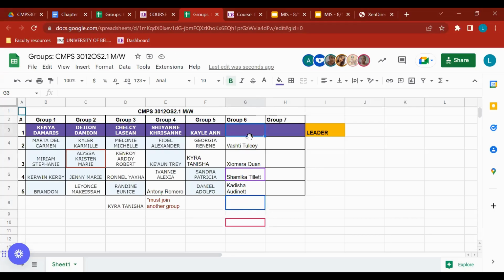Okay, we need a leader for this group, and the leader is just the person that I'm going to communicate with and send information to, okay? Don't be afraid of being the leader. It simply means that if I have questions or if you guys need an appointment, that person will reach out and then we work together. That's all.